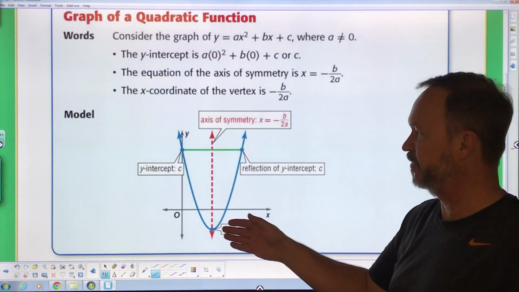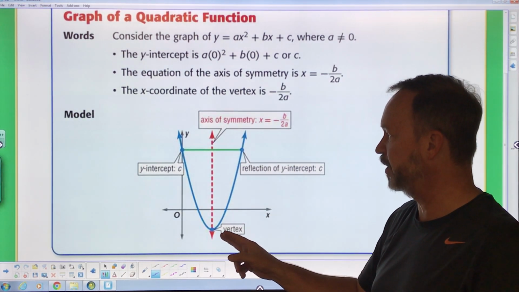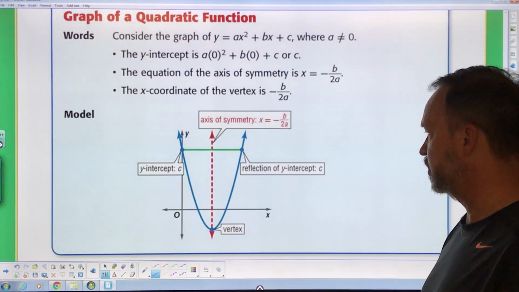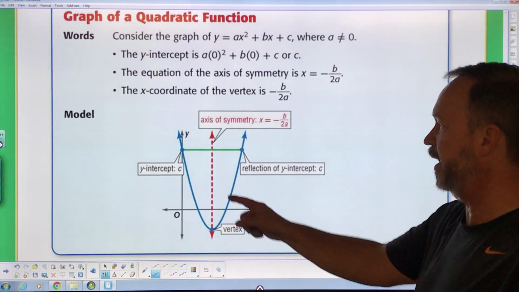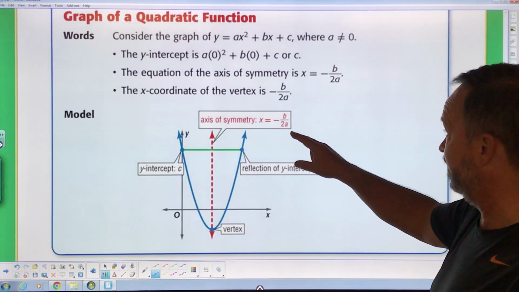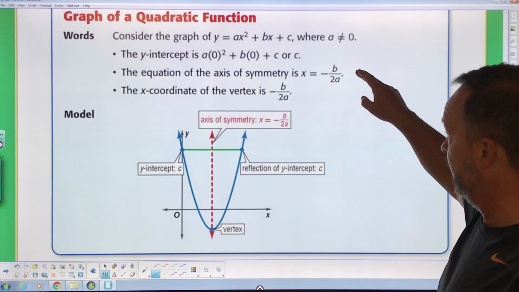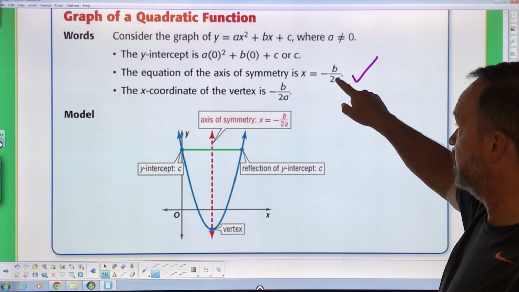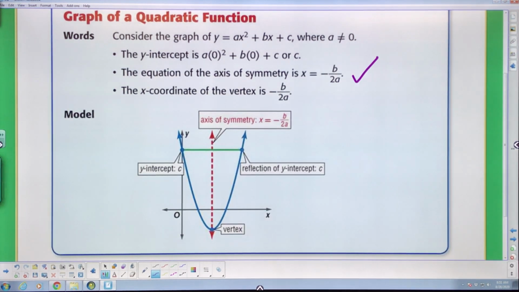So it gives us this picture that I have already given you, because I told you if it's an open up parabola, there's a vertex, and the axis of symmetry plows through it. We've already talked about the x-intercept. We did not discuss the reflection of the y-intercept. But I do want to draw your attention to this significant big deal right here, and that is that the axis of symmetry is x equals -b over 2a, okay?